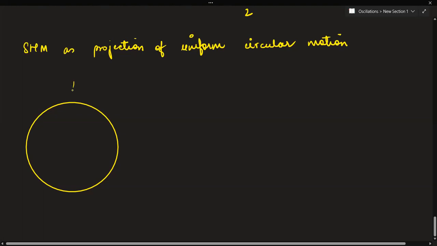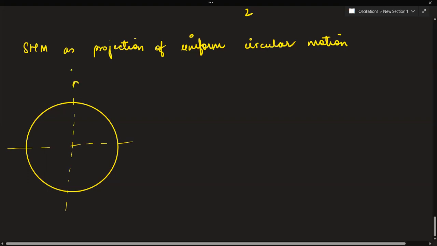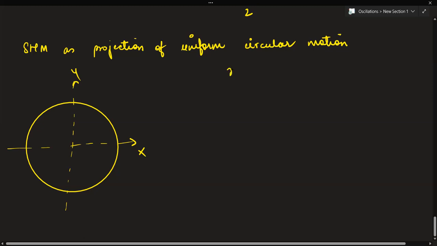See, if this is the main axis, this is the y-axis, and this is the x-axis. Now see, if I write x is equal to, let's say the amplitude is r, cos of theta plus phi. So we have to represent this equation on this.